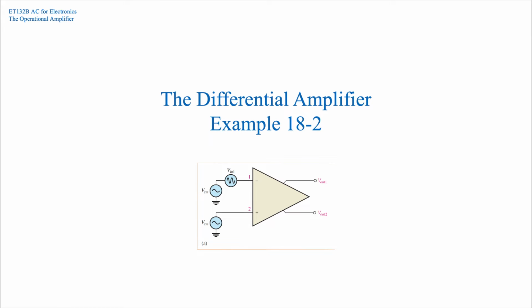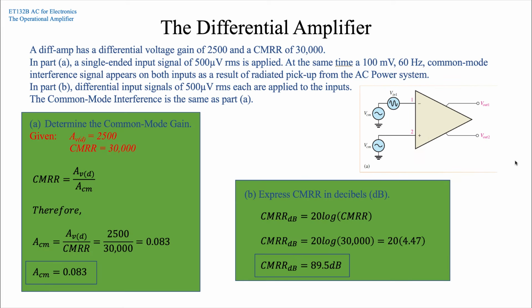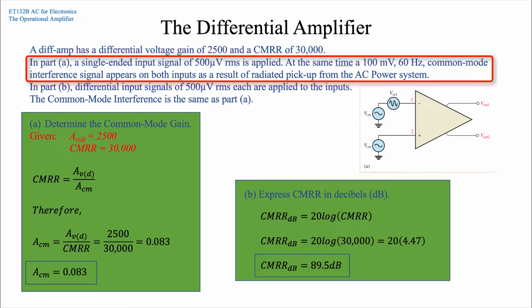Let's take a look at example 18.2 for the differential amplifier. A diff amp has a differential voltage gain of 2500 and a CMRR of 30,000. In the first part, a single-ended input signal of 5 microvolts RMS is applied. At the same time, a 100 millivolt 60 hertz common mode interference signal appears on both inputs as a result of radiated pickup from the AC power system.